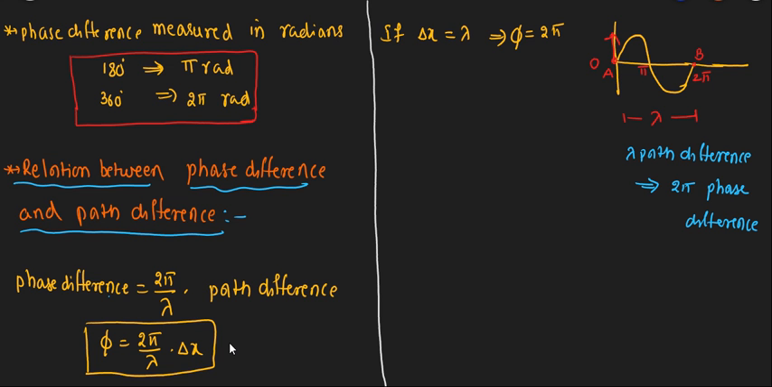Now if delta x is equal to lambda by 2, if the path difference is lambda by 2, then what is the phase difference? Phase difference is equal to 2 pi by lambda into delta x. You see the cursor, in this delta x we substitute lambda by 2. Then we will get the phase difference as pi. Phase difference must be in radians, not in degrees: pi radian, 2 pi radian like this. This is the relation between the phase difference and path difference. You take the screenshot and note it. I will continue.